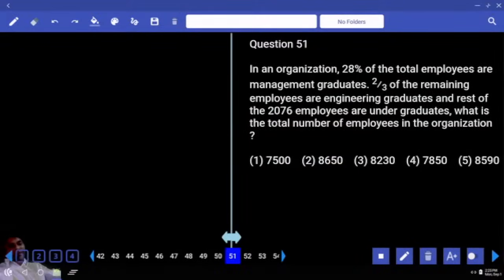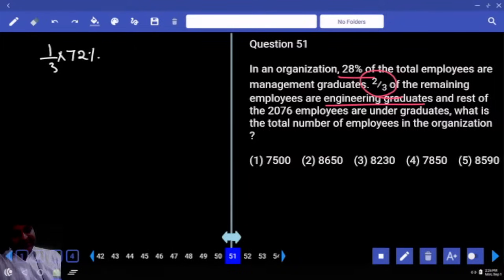In an organization, 28% of total employees are management graduates. 2/3 of the remaining. Already 28% is over. Remaining 72%, 2/3 of the remaining are engineering graduates, and the rest, if 2/3 are engineering, the rest are 1/3. The rest of the employees, 2076, are undergraduates. This means this value is equal to 2076.